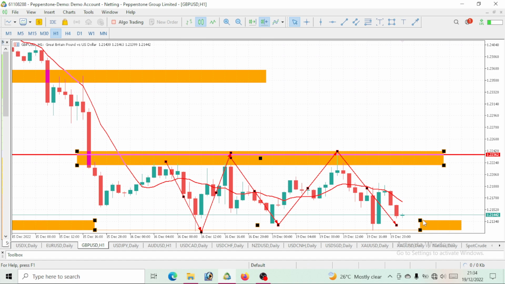Now that this price is trading at our support level, we should be expecting a bullish move straight to our resistance level. And again, another reason why we should be expecting a bullish move on GBP USD for the next day.